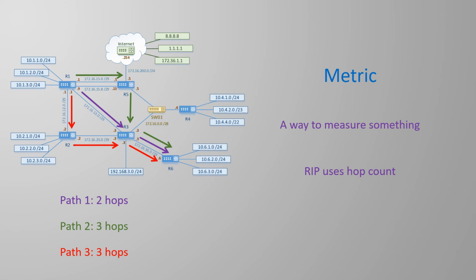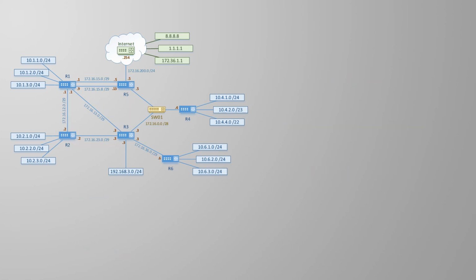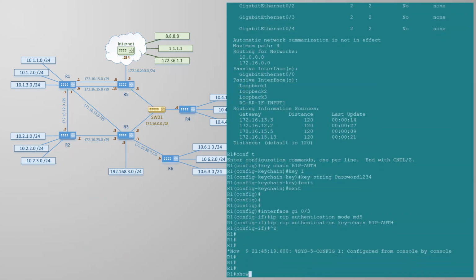What it will do is look at the hop count, and it will find that one path is shorter than the rest. In RIP's mind, the shortest path is always the best path. So it takes this information and puts it in the RIP database. We can take a look inside the database with show IP RIP database if we want to.